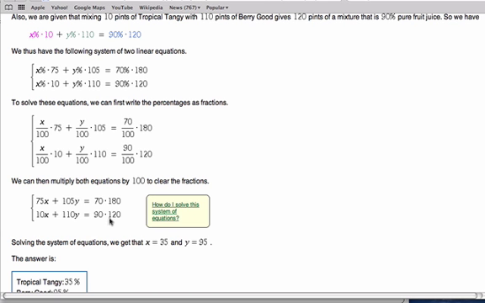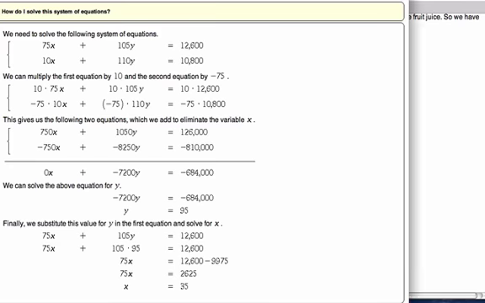Okay, now I would multiply this 90 times 120 and the 70 times 180, and you get this equation here. 75x plus 105y equals 12,600, and 10x plus 110y equals 10,800. Now you have a system of equations, and you solve that using your system of equation rules.